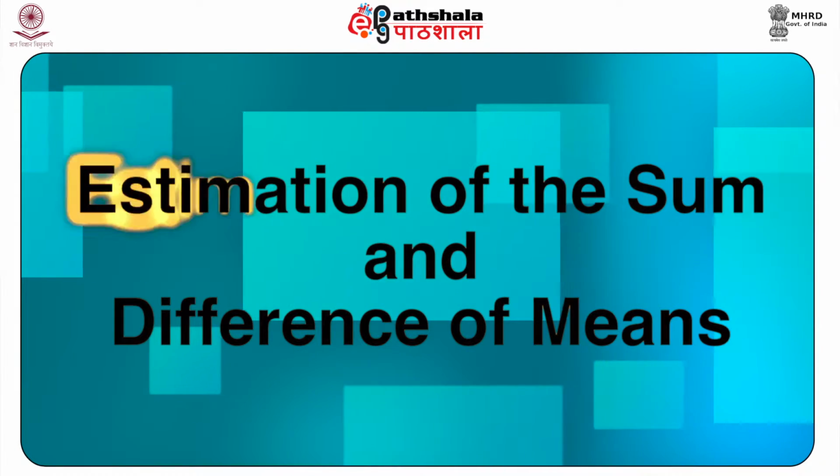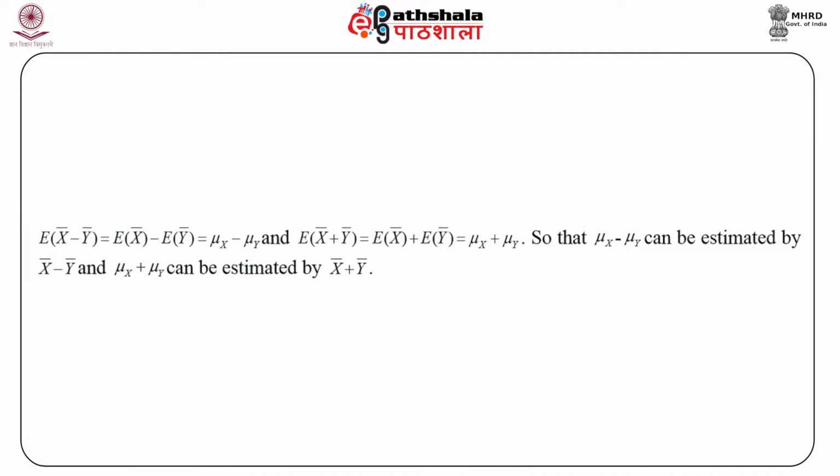Let's now understand the estimation of the sum and difference of means. We know that x bar and y bar are the unbiased estimators of mu x and mu y respectively. We can now use this to derive the unbiased point estimators of mu x minus mu y and mu x plus mu y. The expected value of x bar minus y bar is equal to expected value of x bar minus expected value of y bar, which could be denoted as mu x minus mu y. And similarly, expected value of x bar plus y bar is equal to expected value of x bar plus expected value of y bar, and can be written to be equal to mu x plus mu y. So mu x minus mu y can be estimated by x bar minus y bar, and mu x plus mu y can be estimated by x bar plus y bar.